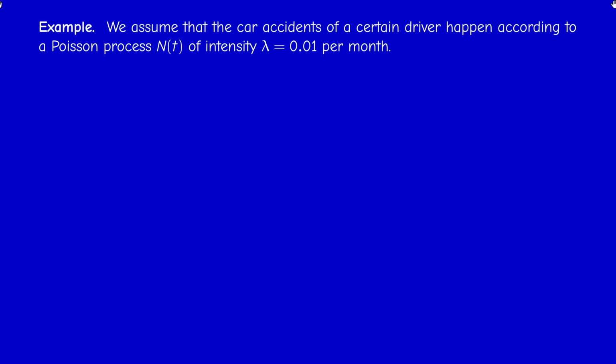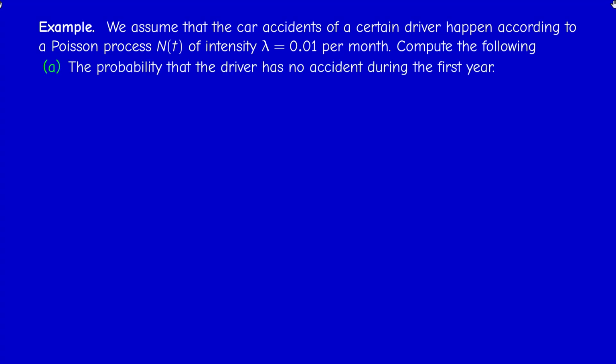Okay, so let us now give an example of computing probabilities related to a Poisson process. Let us assume that the car accidents of a certain driver happen according to a Poisson process with intensity 0.01 per month. So it means that on average, the driver has one accident every 100 months. So it's a low probability.